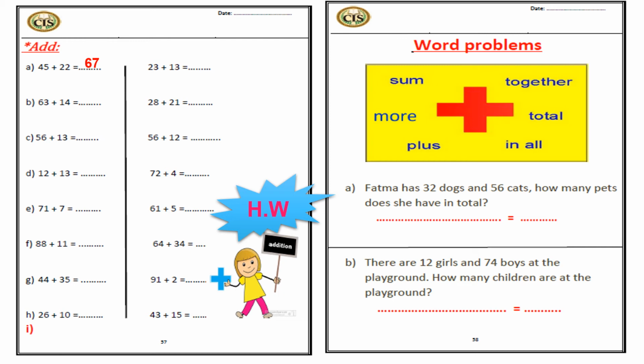Here 23 plus 13. So ones with ones, 3 plus 3 equals 6. 2 plus 1 equals 3. So the sum is 36.